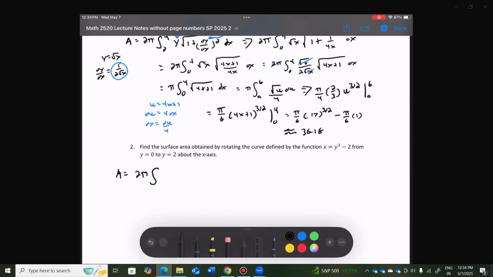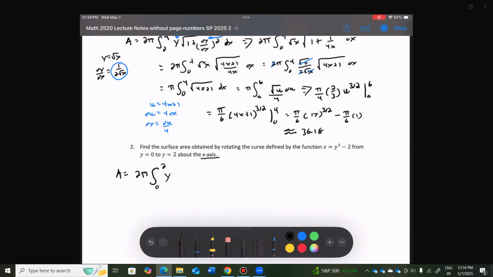We're doing a surface area obtained by rotating the curve defined by the function x equals y cubed minus 2, from 0 to 2, about the x-axis. So again, about the x-axis, meaning I'm using a y. We're going from 0 to 2. And because they give me my y limits, going from 0 to 2, I want to do this with respect to y.